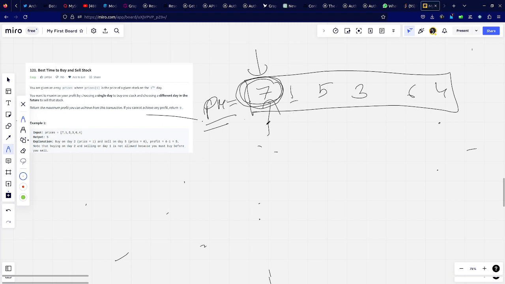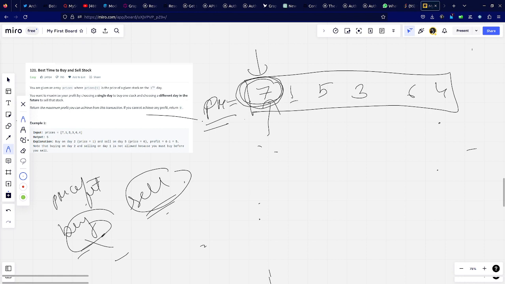So you have to find the maximum profit by buying it on one day and then selling it on another day. Okay, so these will be two different days. Different days means different indices. So we have to buy on one day and we have to sell on some different day.